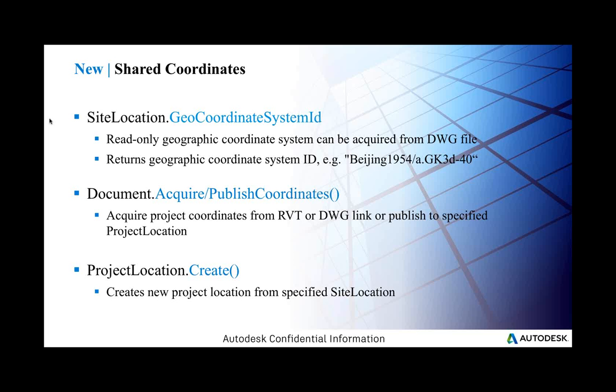We can acquire project coordinates from a Revit model or a DWG link and publish them to a specified project location, and we can create a new project location from a specified site location.